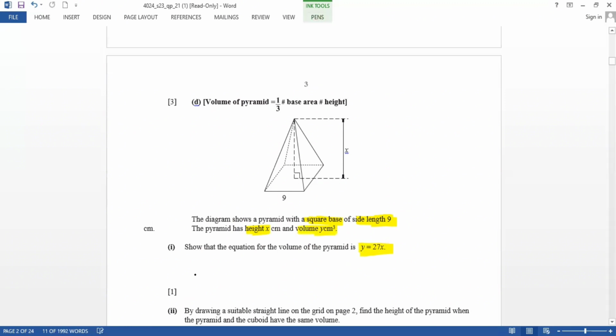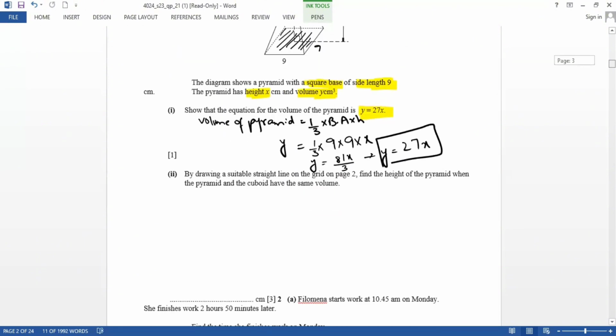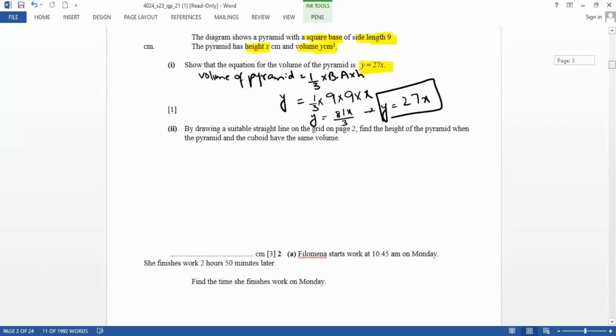So we have the volume of a pyramid, which is 1/3 base area into height. This is a square base, so the base area will be 9 into 9, and height is x and the volume is y. So 9 into 9, that is 81x, divided by 3. So y equals 27x. This is the answer.